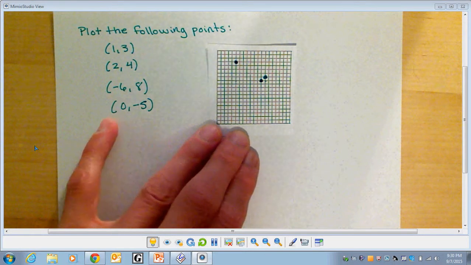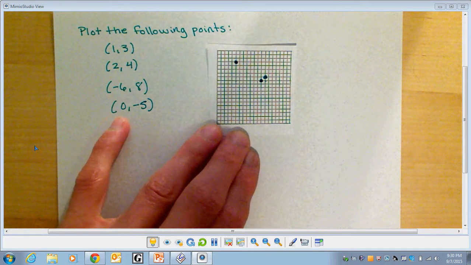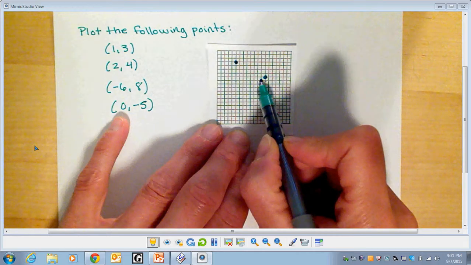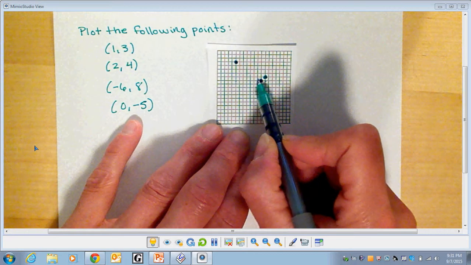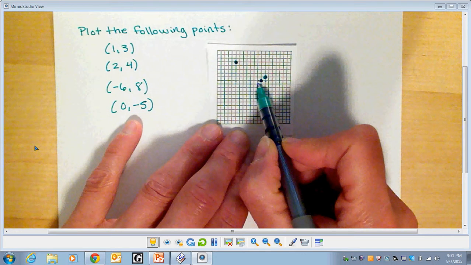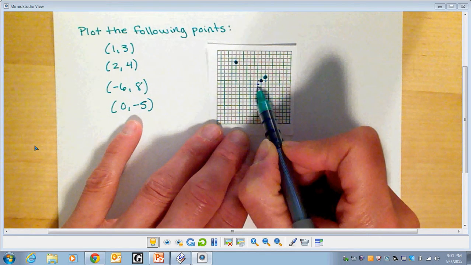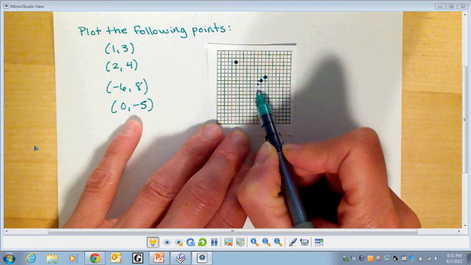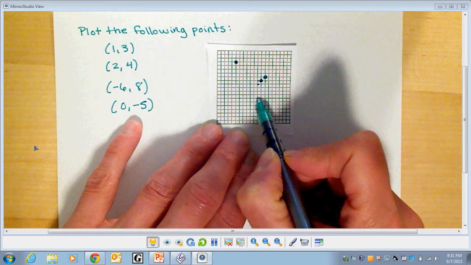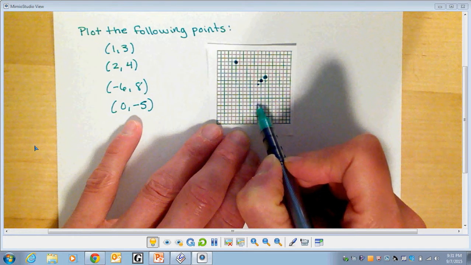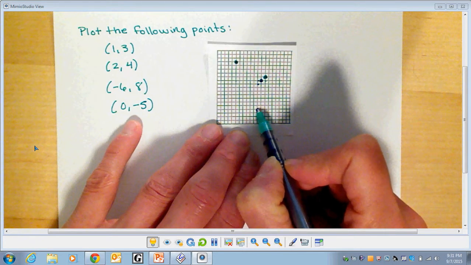And then I have to figure out where 0, -5 is. Well, let's see here. This was 1, 3. So 0 must be here. And then -5 has to be down, but I have to remember this is 0, 3, 0, 2, 0, 1, 0, 0, 0, -1, 0, -2, 0, -3, 0, -4, 0, -5.